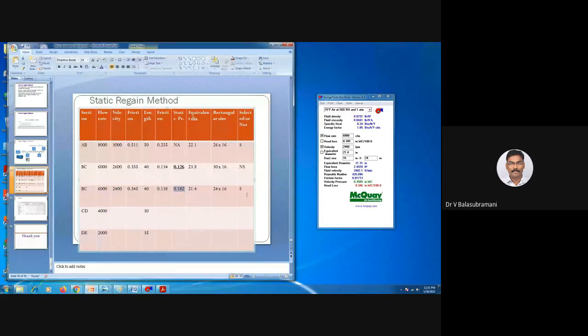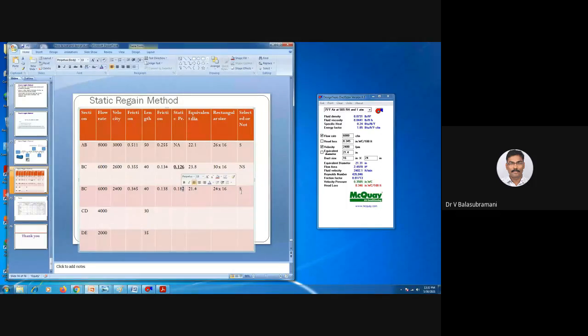I got 0.182. If you have a calculator, you can calculate it and you will get it. So 20.182. Now this value is greater than this value. It should be equal, but it's greater than, no problem. So greater than, so this branch is selected.